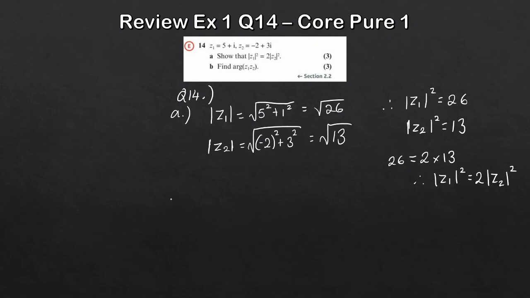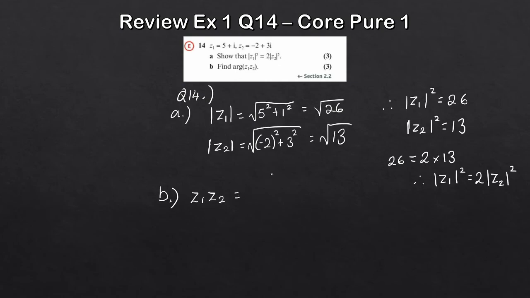Part B, you have to find the argument of z1 z2. Now, there's two ways that you could do this. You could work out z1 times z2, and then take the argument. I think that's a nicer way of doing it. You can do it all in one step. You could also work out the argument of z1, and then work out the argument of z2 individually, and then add them together. That's the other way we could do this. I'm going to take the method of the first one, so working out the product of z1 z2, and then taking the final argument.